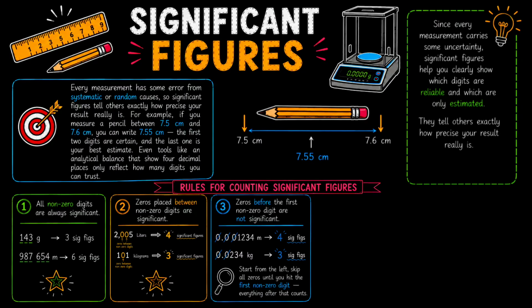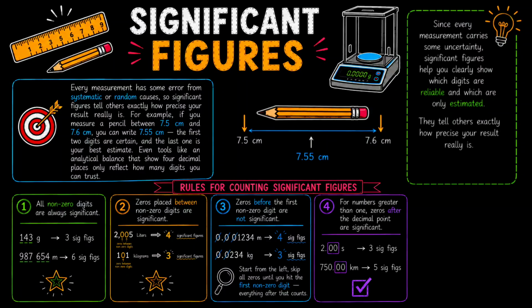3. Zeros before the first non-zero digit are not significant. For example, 0.001234 meters has 4 significant figures, and 0.0234 kilograms has 3. An easy way to remember: start from the left, skip all zeros until you hit the first non-zero digit. Everything after that counts. 4. For numbers greater than 1, zeros after the decimal point are significant. For example, 2.00 seconds has 3 significant figures, and 750.00 km has 5.